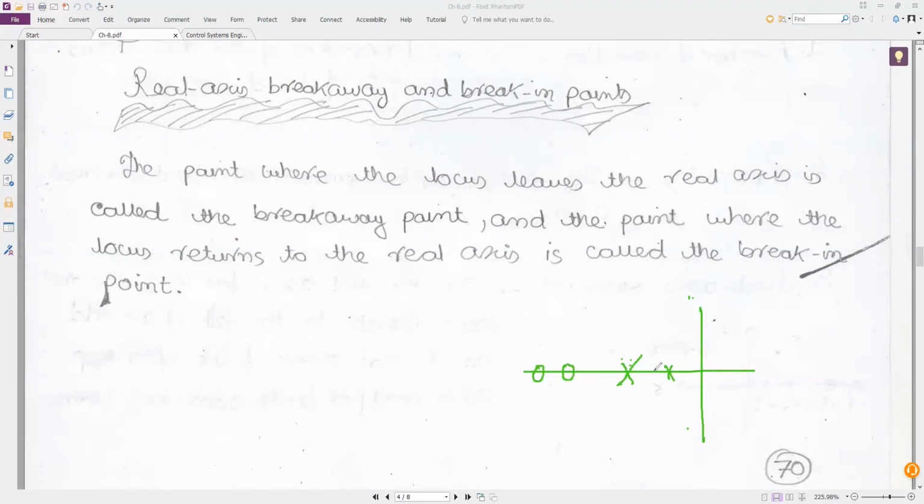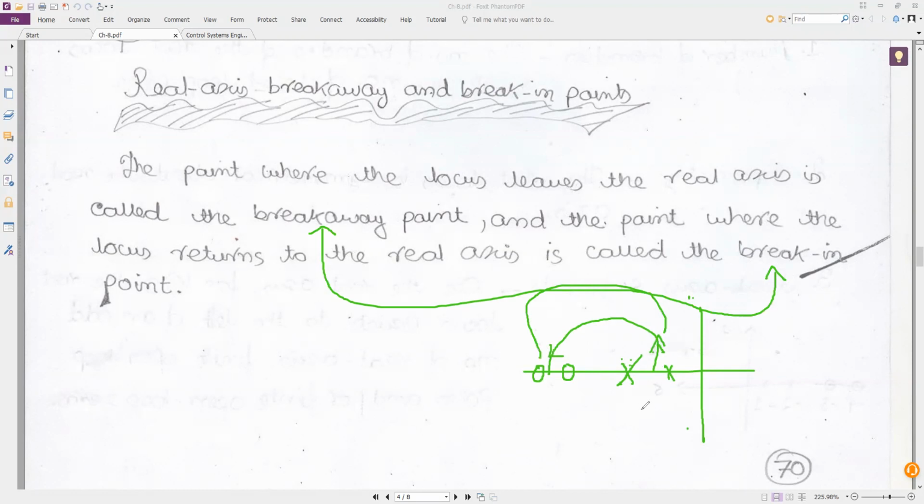These are the zeros. So this is the breakaway point. This one is the break-in point. That is breakaway, that means where the root locus leaves, and break-in, where the root locus returns. Breakaway and break-in points, these two points are there.